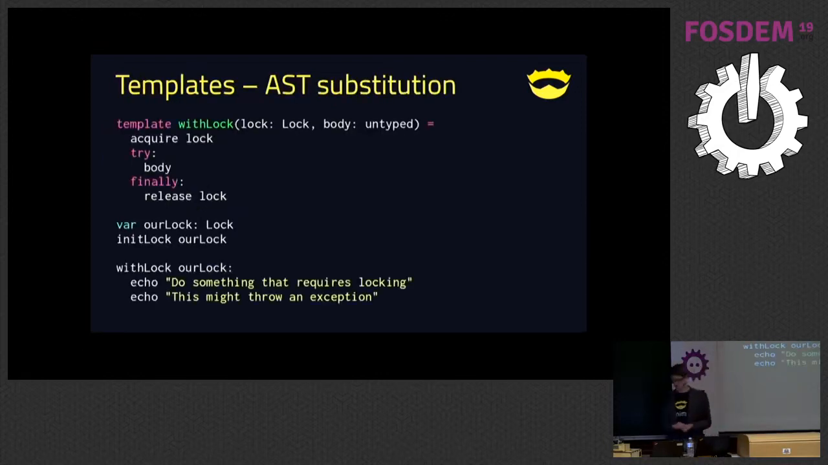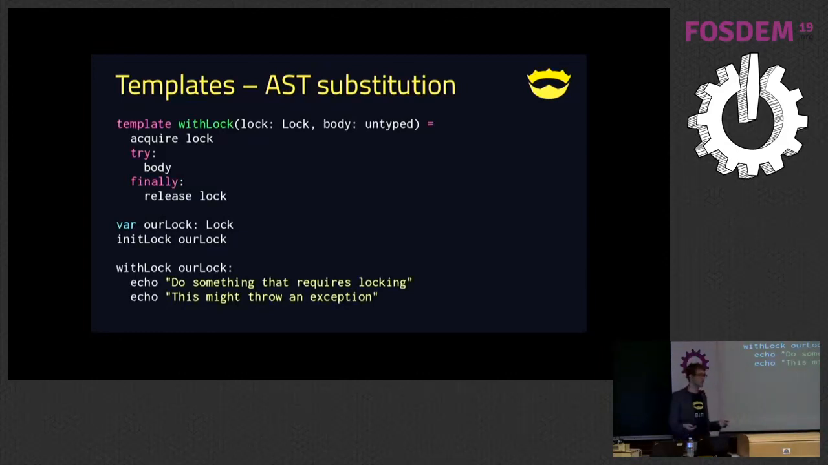So, as I said, templates or any metaprogramming in Nim uses this abstract syntax tree way. So this is abstract syntax tree substitution. This is an example of enforcing a coding pattern. Here we have a withLock template that simply takes in a lock object and any untyped, just any syntax tree. And it will acquire a lock, try to run the code that we pass it, and then it will release the lock in this try finally pattern. That is what you're supposed to do with locks.